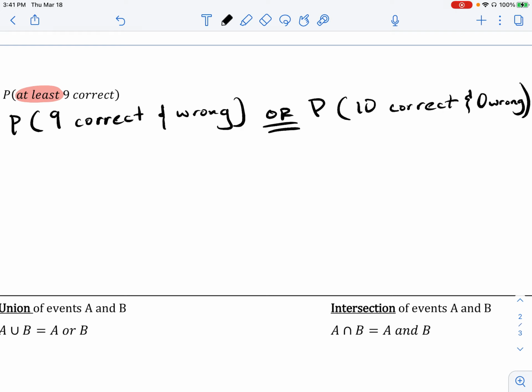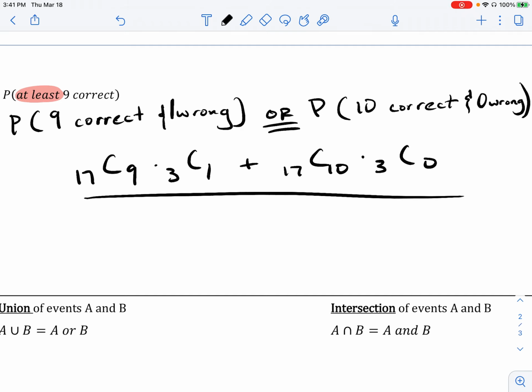And this is just going to come out to 17 choose 9 times 3 choose 1. I forgot to write the 1 here. Sorry about that. And then here we already did this other part. This is going to be here 17 choose 10 times 3 choose 0. And all of this is over 20 choose 10. And this answer, once you've worked that out for yourself, should come out to 1/2.